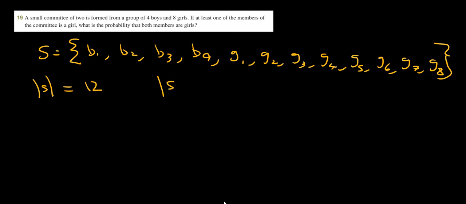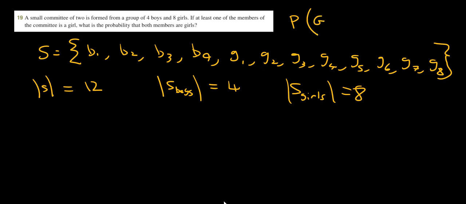The cardinality of the boys is 4, and the cardinality of the girls is 8. So we're asked to find what is the probability that both are girls, well, that is the probability of a girl given that at least one of the members of the committee is a girl. What's the probability of girl, given a girl.